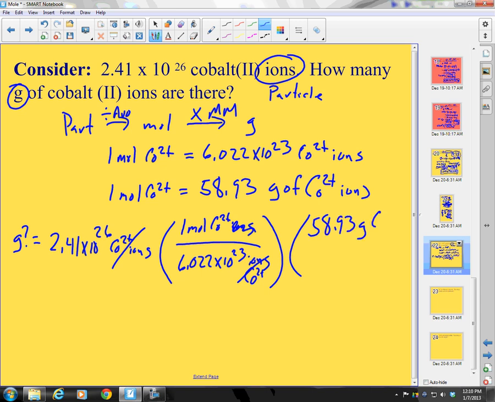58.93 grams of cobalt-2 over 1 mole of cobalt-2. And I look, hey, my moles of cobalt-2 cancel, and so now I just run the numbers with my beautiful calculator. I take 2.41, I use my double E key, meaning times 10 to the 26th, divided by 6.022 EE23 times 58.93, and what's my answer?